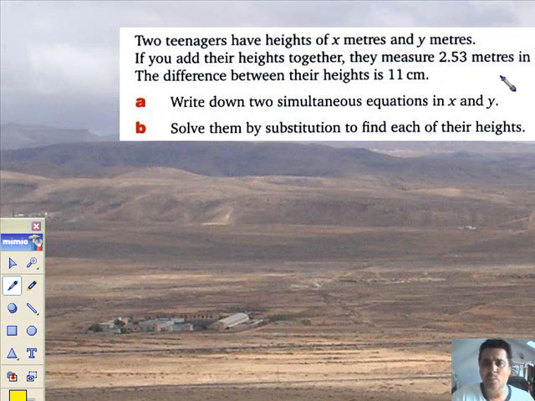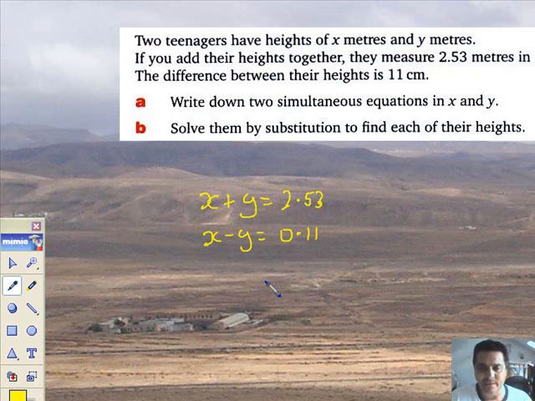Right, add their heights together and it comes to 2.53. So x plus y comes to 2.53, and that's meters. Alright? First equation. Second equation, x minus y. This is the difference. Now it's 11 centimeters, therefore 0.11 meters. Really, really easy, isn't it?